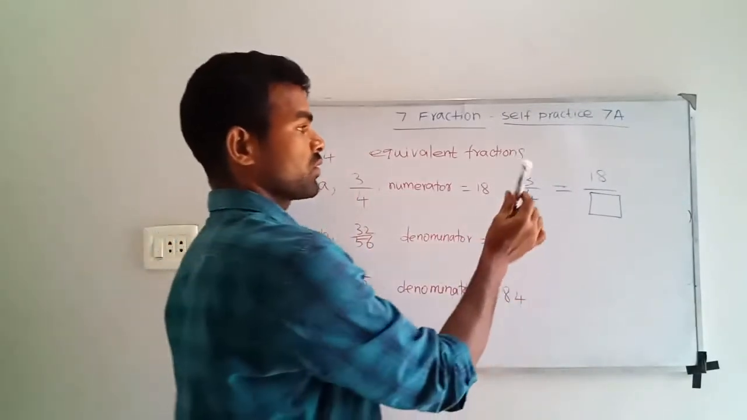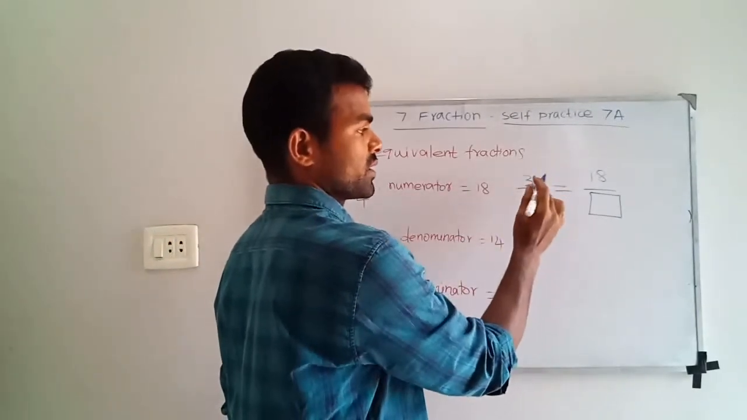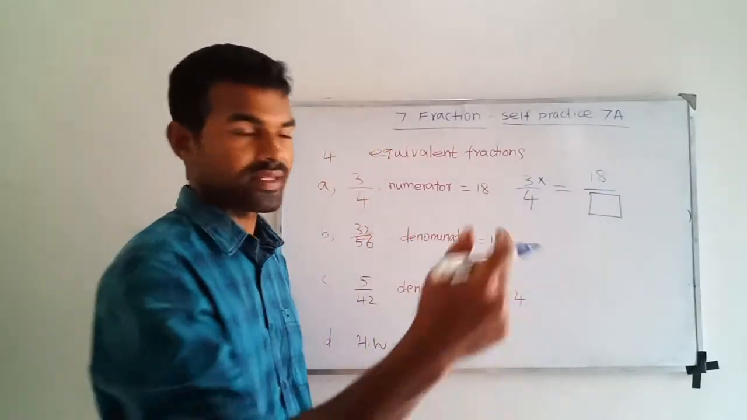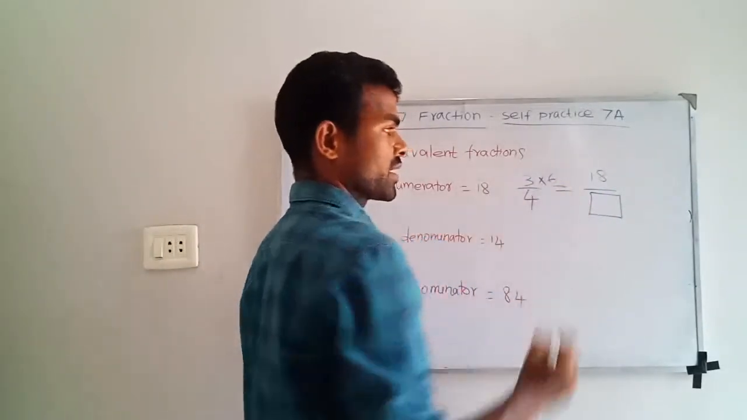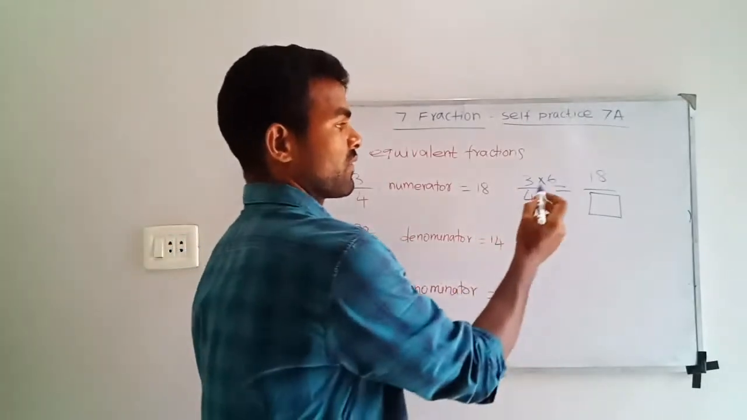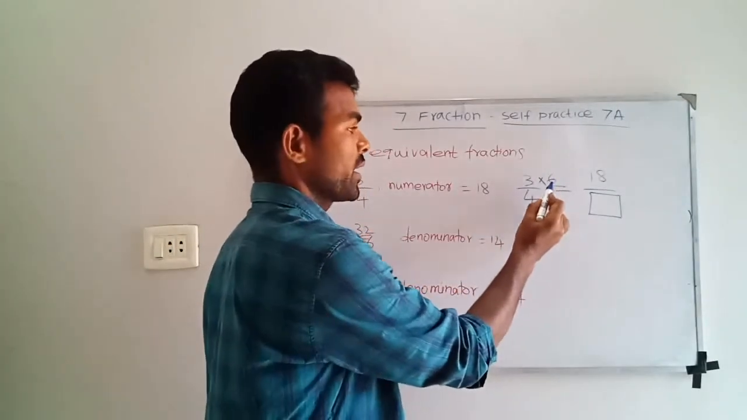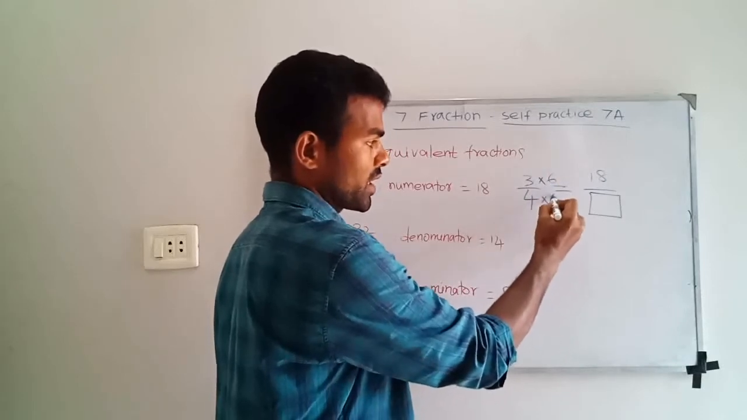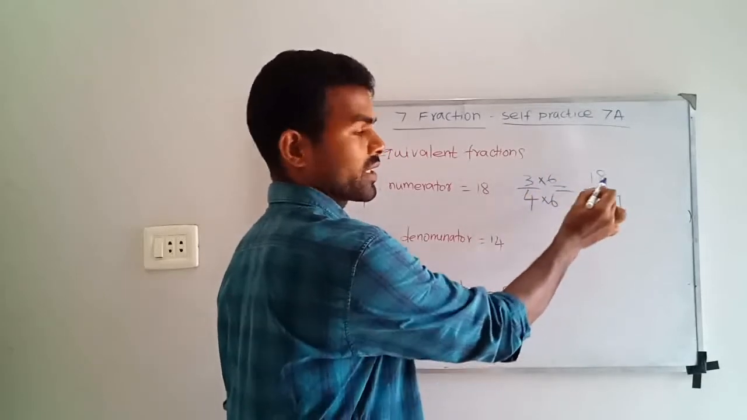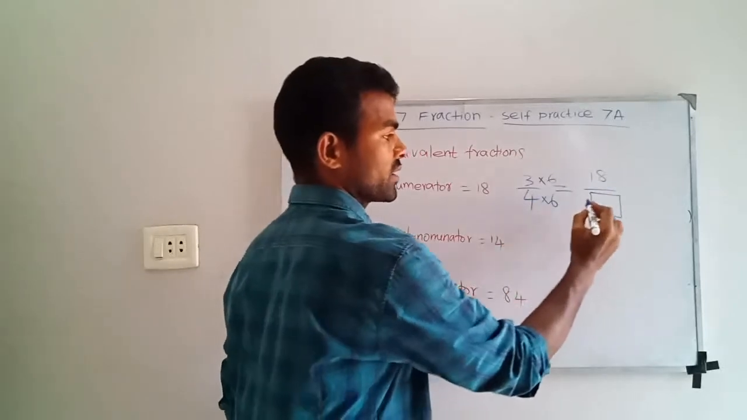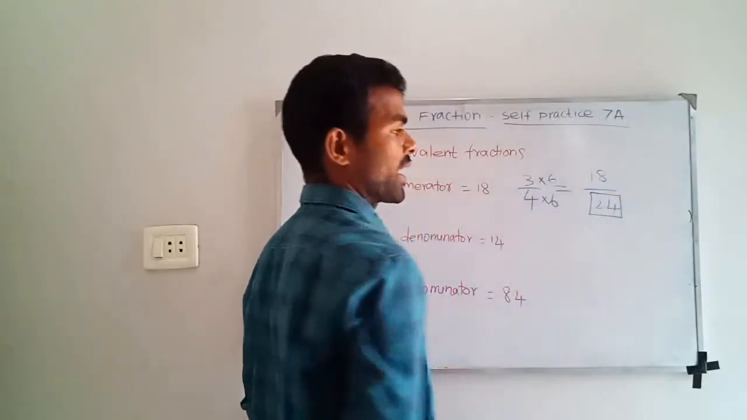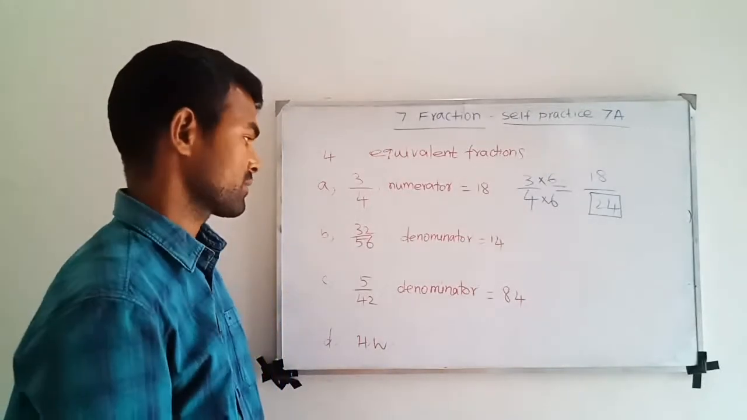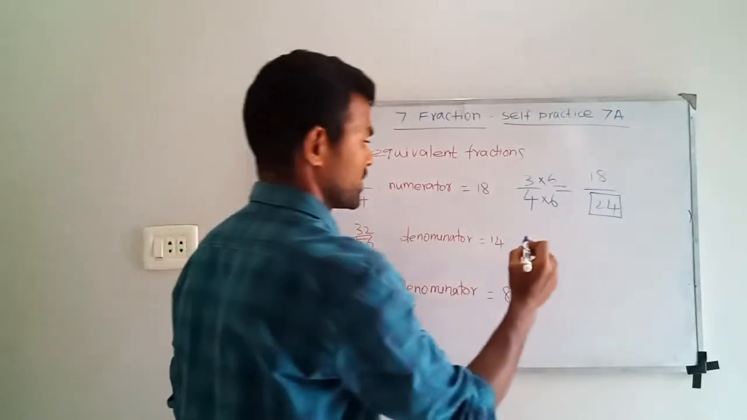Yes. So 3 multiply with which number gives 18? 3 multiply with 6. 3 6s how much? 18. So what number are we multiplying in the numerator? 6. With the same number multiply in the denominator. 3 multiply 6, 18. 4 multiply 6, 24. The answer is 18 by 24. That is the answer. Next, see this question.